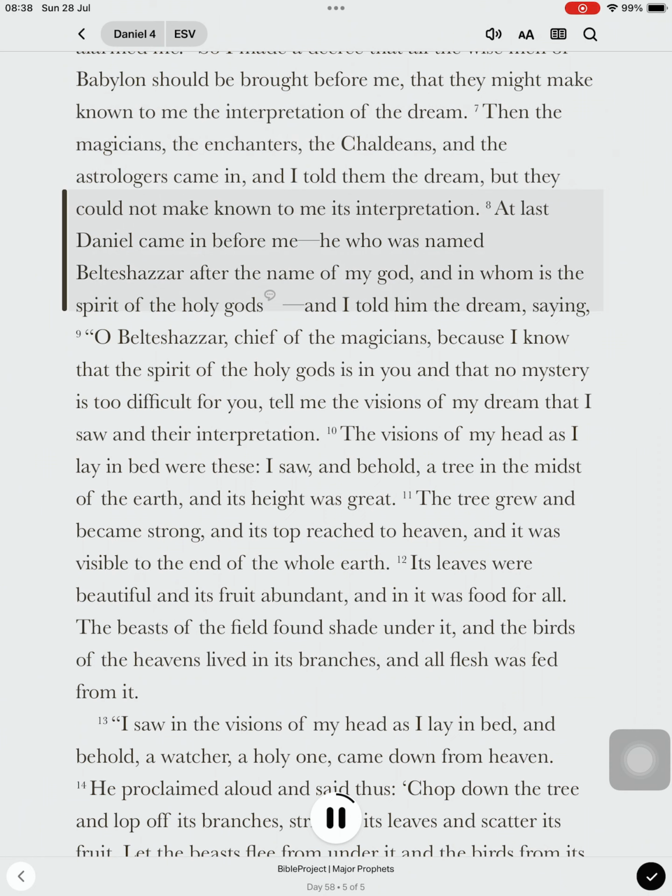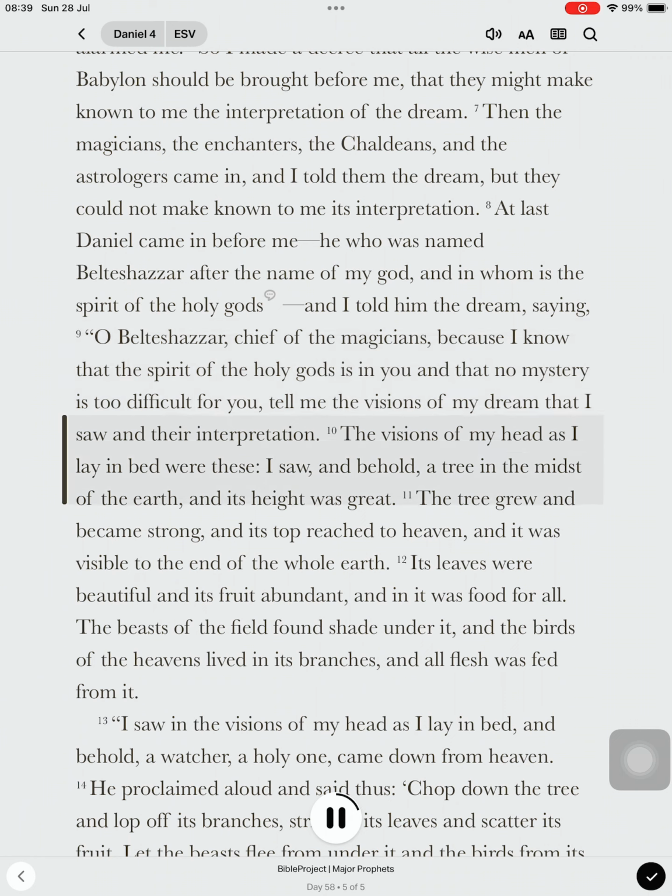At last Daniel came in before me, he who was named Belteshazzar, after the name of my God, and in whom is the spirit of the holy gods. And I told him the dream, saying, "O Belteshazzar, chief of the magicians, because I know that the spirit of the holy gods is in you, and that no mystery is too difficult for you, tell me the visions of my dream that I saw and their interpretation.